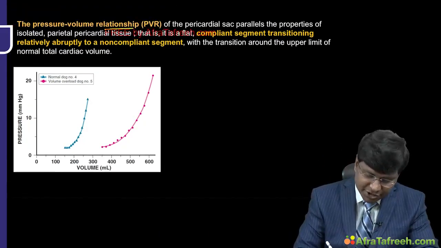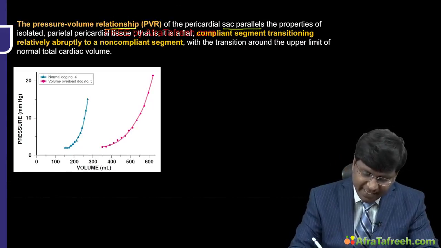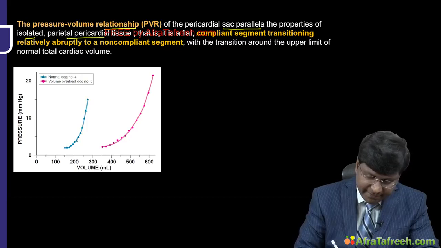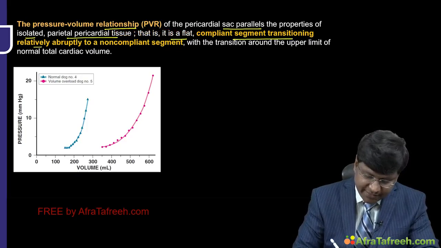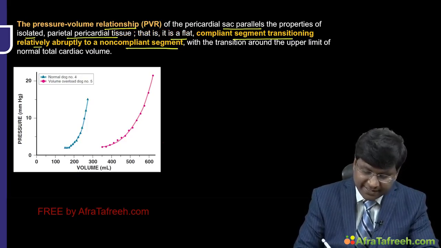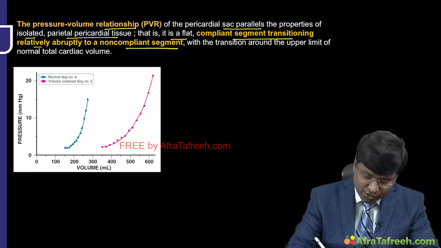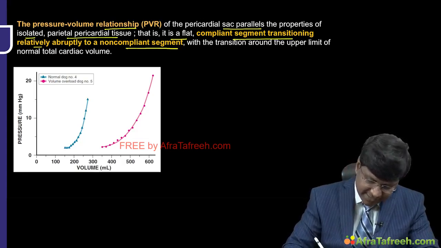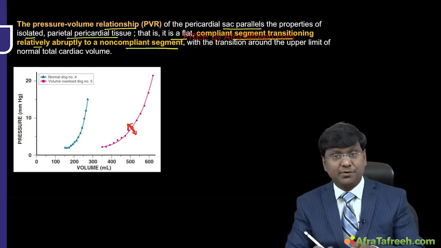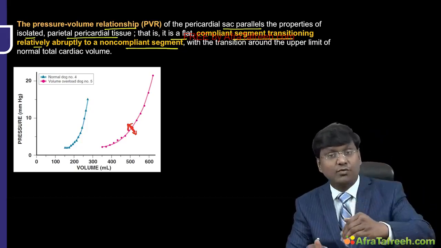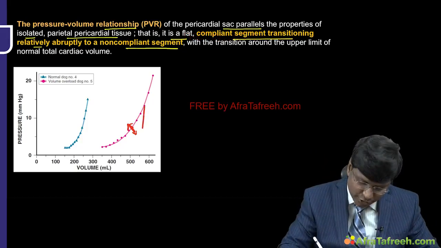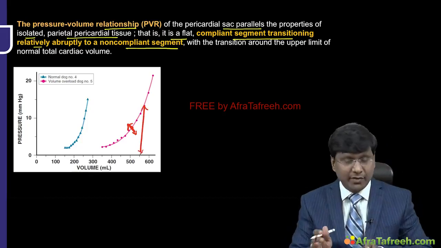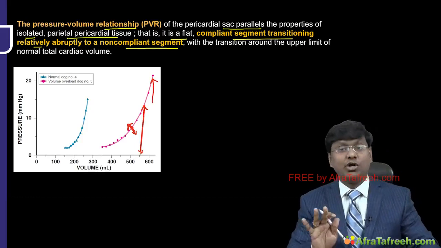The pressure volume relationship of the pericardial sac parallels the property of isolated parietal pericardial tissue, that is, it is a flat, compliant segment transitioning relatively abruptly to a non-compliant segment. That means, again, there is a transition point here. At this transition point, further entry of blood volume into the ventricle cannot occur. So this is the maximal volume, beyond which only the pressure increases but the volume does not.